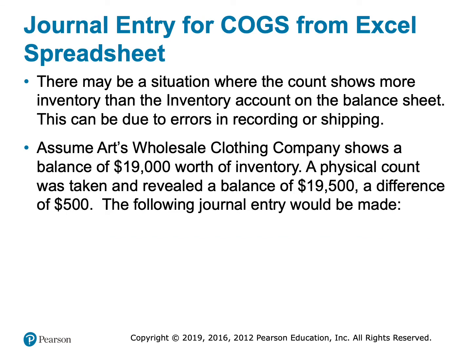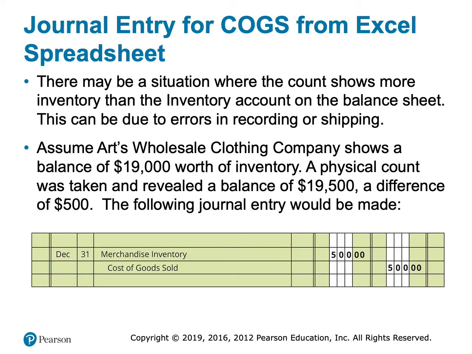Now, it is possible that we do our physical inventory count and we have more items on hand than our records show. Again, something may have gotten miscoded. We may have accidentally rung up 2 items for sale when really we only sold 1. Things like that happen. So here we're told that we have a $19,000 balance in our inventory account, but a physical inventory count revealed that we had $19,500 of inventory on our shelves. So in this case, we would want to do the opposite of that previous entry. We're wanting to debit inventory and credit cost of goods sold now.